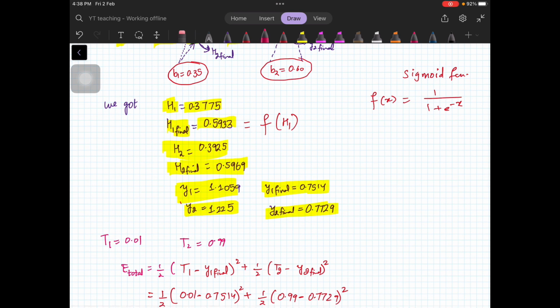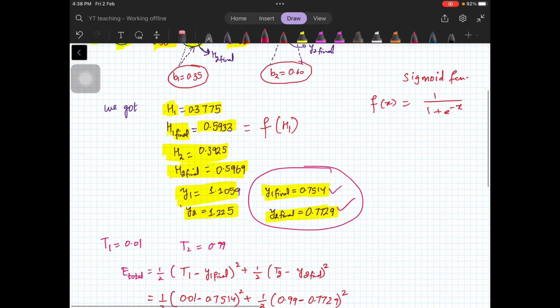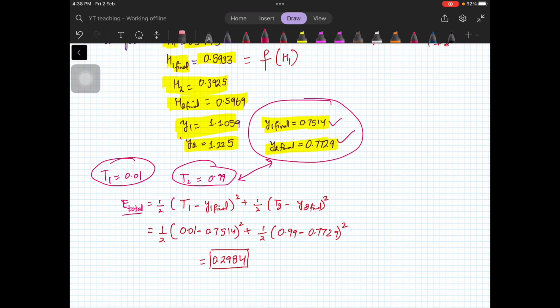These are the outputs which the current neural network, or multi-layer perceptron, is giving us, and we were expecting T1 should be 0.01 and T2 should be 0.99. Now you can compare these two and see that you are far from actual values. So we calculated the error, the mean square error: the target value minus the predicted value squared, plus the second target value minus the second predicted value squared. You got your error to be 0.2984. This is what we have done already in the last video.